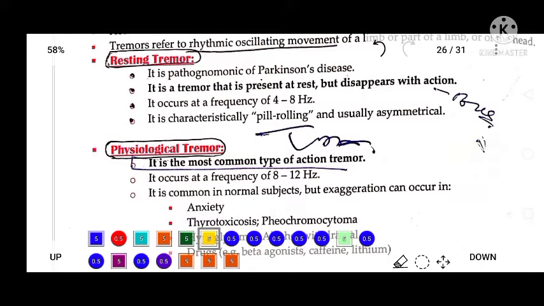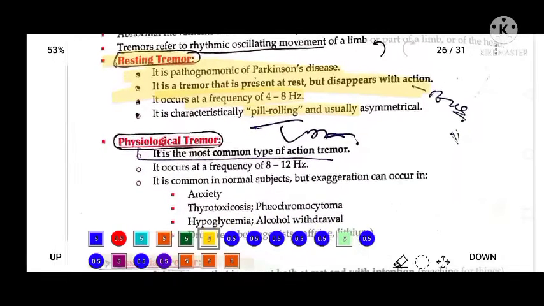So resting tremors occur in Parkinson disease, and these are present at rest and disappear with action. Frequency of resting tremor is 4 to 8 Hz, and a characteristic resting tremor is the pill roll tremor, which occurs in Parkinson most commonly.